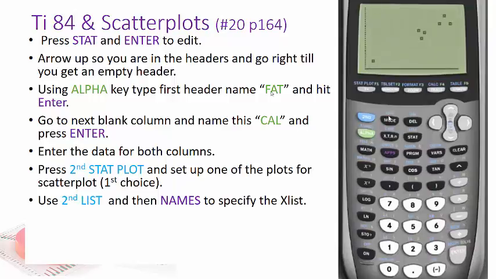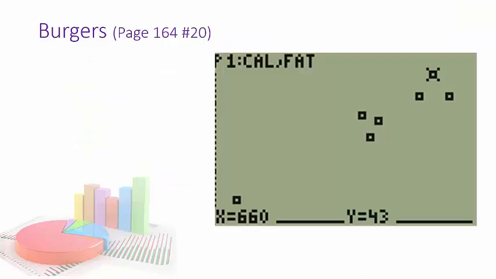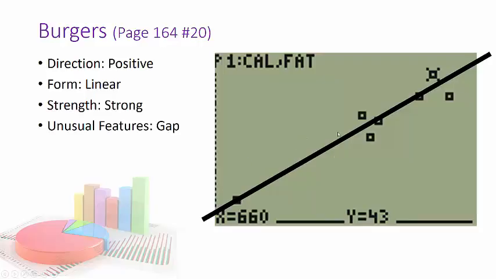And you can see that here's our graph. And then you can also hit trace to see the different values. All right. So if I go to the graph here, you can see the direction's positive. And you notice it didn't matter if I had fat and calories or calories and fat. The form is linear, and the strength is actually pretty strong, I would say. The only unusual feature, we haven't really talked about it, there is sort of a gap here, which makes this point kind of special, gives it a little added weight, and we'll talk about that in a future chapter.